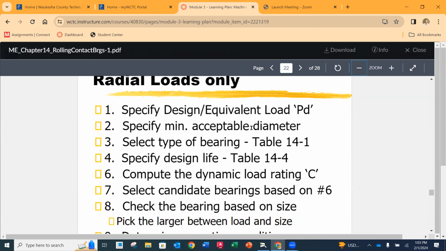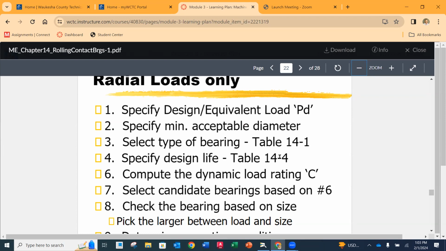Then you want to know the minimum shaft diameter at the placement where we're anticipating putting the bearing. In our cases, we're not going to have that for our homework problems right now. But later on, when we revisit bearings in our gearbox design, we will. That's going to be the shaft design part. Then you're going to determine the type of bearing that makes sense. Is it a radial ball bearing? Is it a thrust bearing, a roller bearing, whatever?